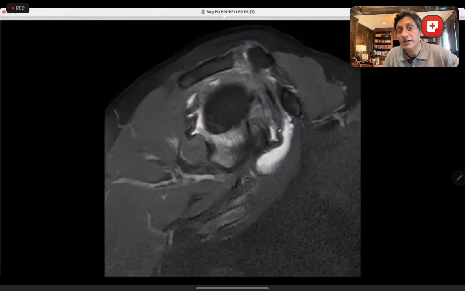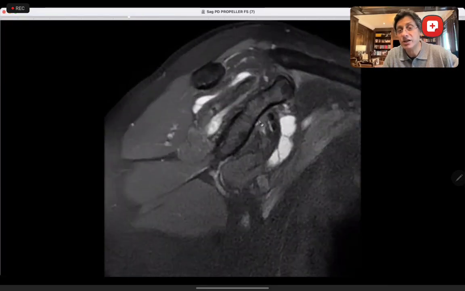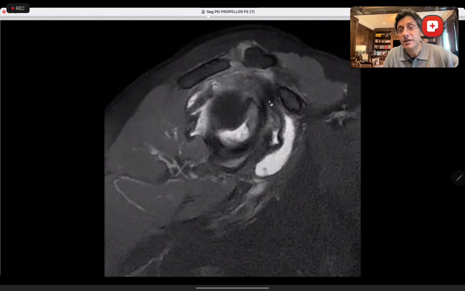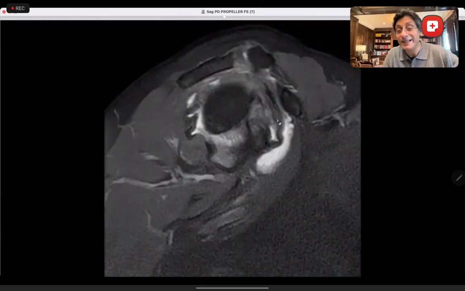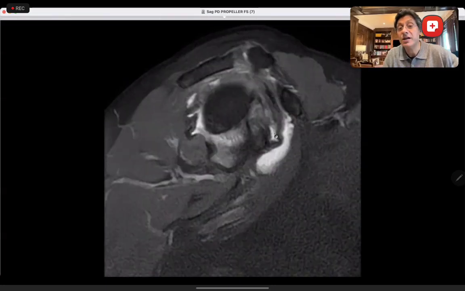Okay, so this is the torn subscapularis tendon, because this is an abnormal contour. It should be nice and straight, inserting onto the lesser tuberosity. So if you follow the tendon, you can see part of the tendon is normal, part of the tendon is abnormal. There's high signal there. So I would call it at least a partial thickness tear of the subscapularis insertion, significant partial thickness tear.